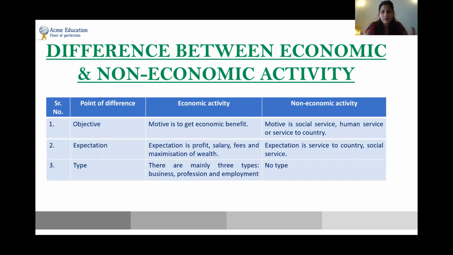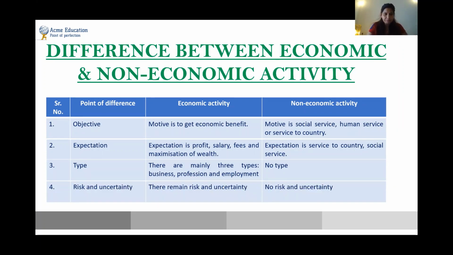The next is the type. So in case of an economic activity, there are various different types, like there can be business, there can be profession, there can be employment. What is business, what is profession and employment, that we'll be doing in the next slides. Whereas in case of a non-economic activity, there are no types. Lastly, coming to the risk and uncertainty involved in case of economic activity, yes, there is a lot of risk and uncertainty because you are expecting money in return, whereas on the contrary, when it comes to non-economic activity, there is no risk or return.